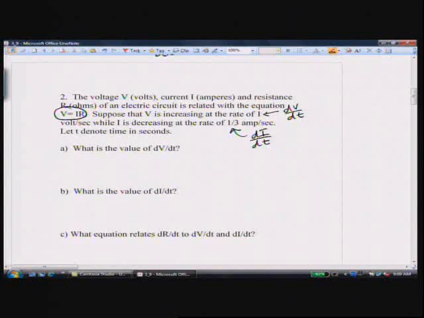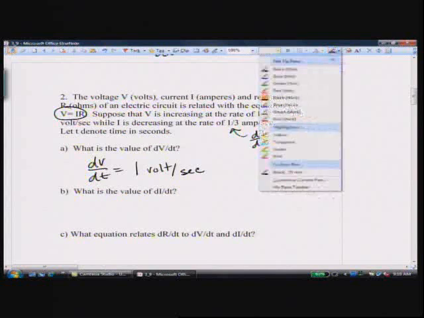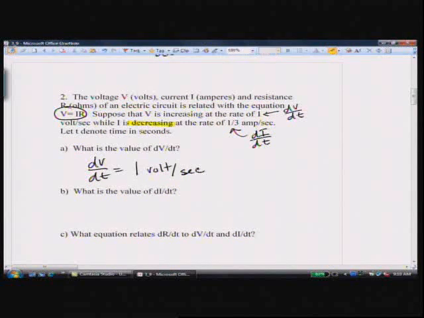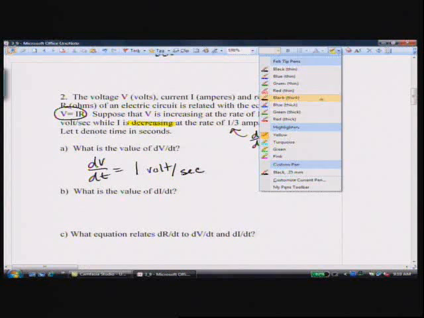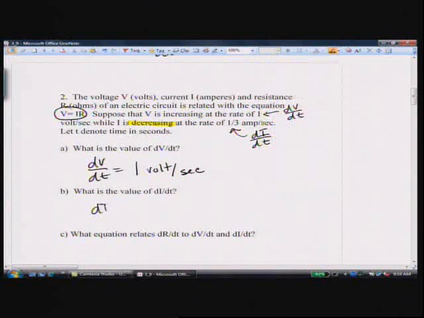All right, now the first question is, what is the value of dV dt? Well, that is right there. dV dt is the change in the voltage with respect to time. It's just a rate. It's increasing at 1 volt per second. All right, what is the value of dI dt? dI dt is decreasing. Decreasing, mathematically, we would put a negative there. So dI dt is equal to negative 1/3 amps per second.